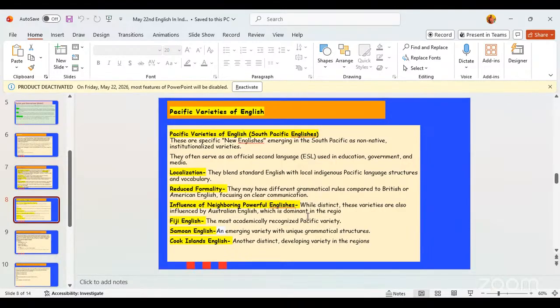Influence of neighboring powerful Englishes. While distinct, these varieties are also influenced by Australian English, which is dominant in that region. Fiji English is the most academically recognized Pacific variety. Samoan English is an emerging variety with unique grammatical structures. Cook Island English is another distinct developing variety of English in the region.